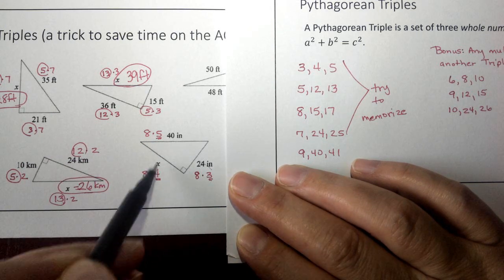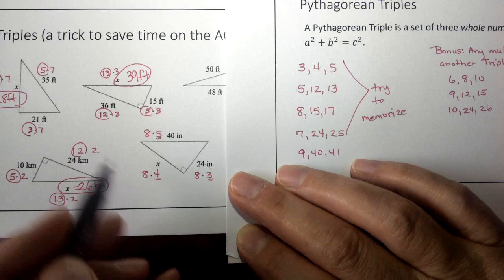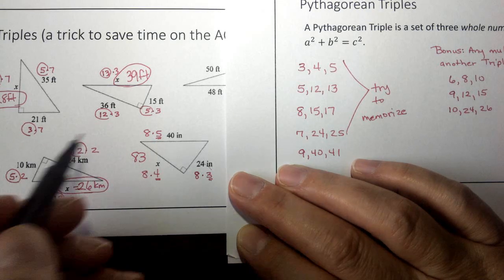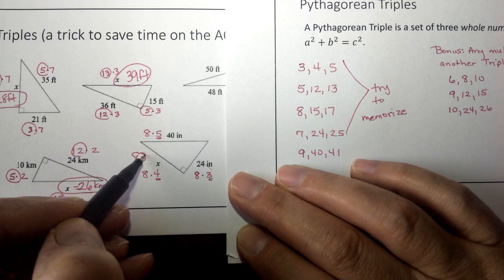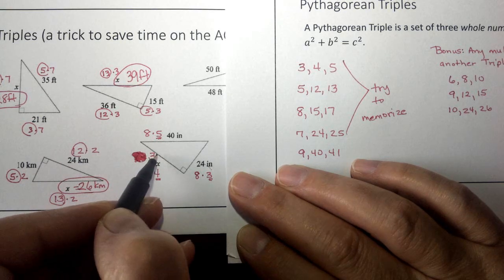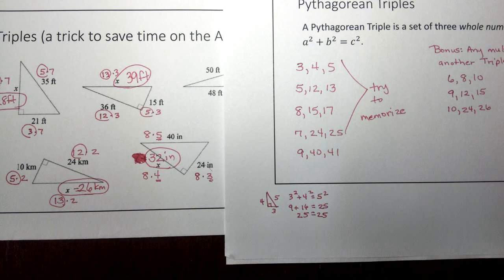So 3, 4, 5 that's been multiplied by 8. And then 8 times 4 is 32. That is not a 32. I don't know what's going on. My brain and my hand are not working together. 32 inches is the length of the third side.